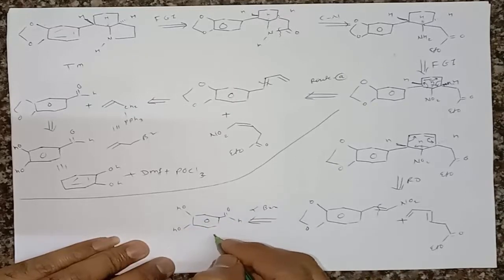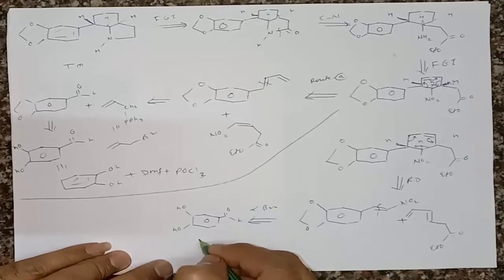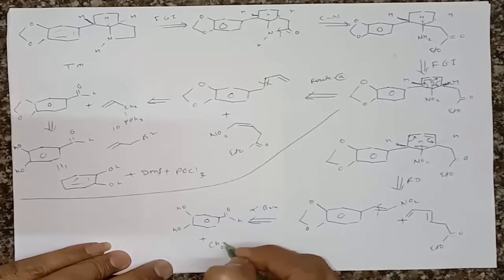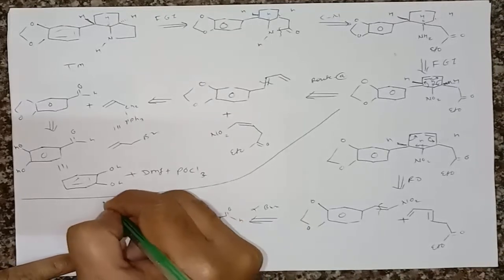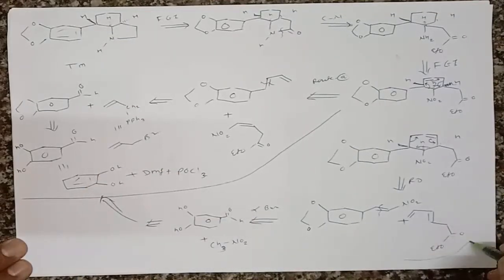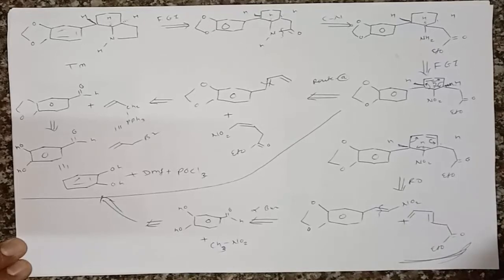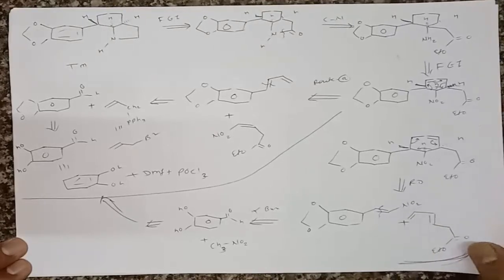and we know that it also contains the nitromethane, right? And it can be prepared from the same compound like this, that is with DMF-POCl3. But for this compound again we have to do the retrosynthesis. Here we know that it contains a carbon-carbon double bond, and therefore we can go for the Wittig reaction.